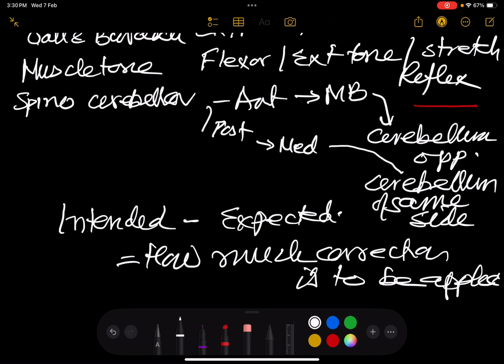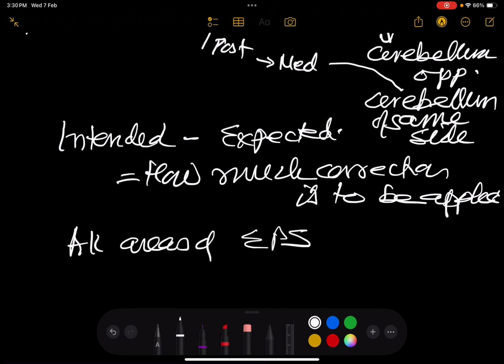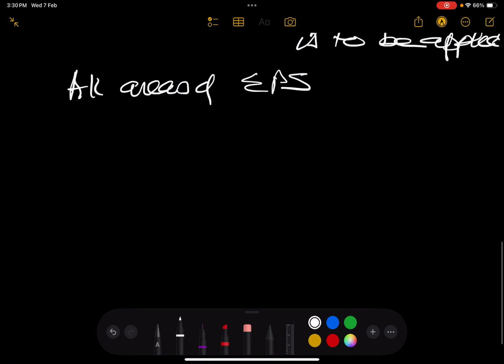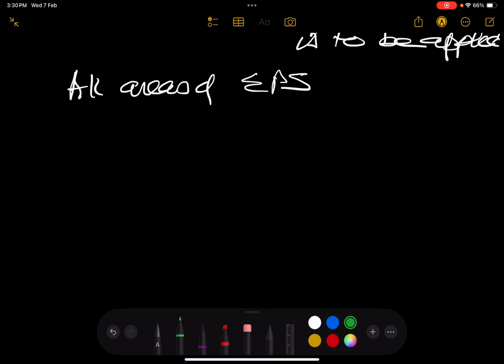So the cerebellum gets connected to all areas of the extrapyramidal system. Let us make those areas quickly, and you learn to also draw the coronal section of the brain.